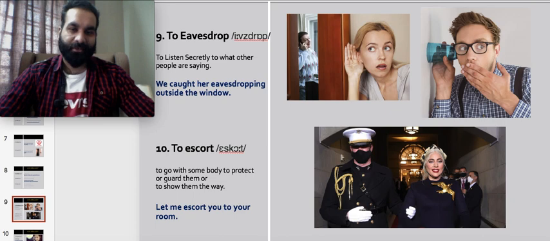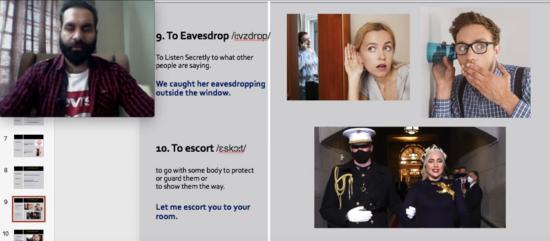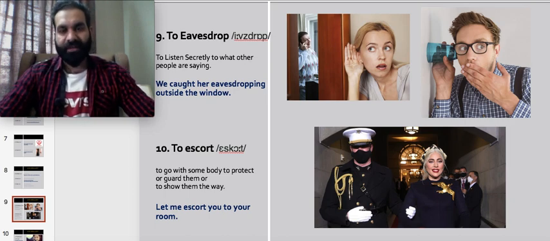You could see in the picture. We caught her eavesdropping outside the window. Okay. She started with the eavesdrop and then she ended on the backbiting. That can be their example.